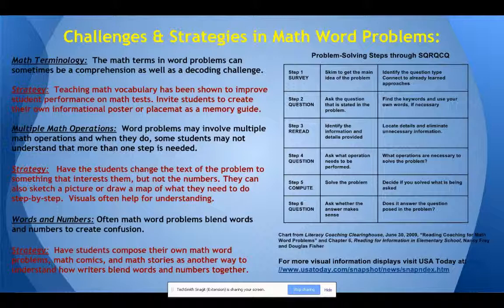Also, words and numbers. Often math word problems blend words and numbers to create confusion. A strategy for this would be to have students compose their own math word problem, or a comic strip, or a story, or another way for them to understand how writers blend words and numbers together.